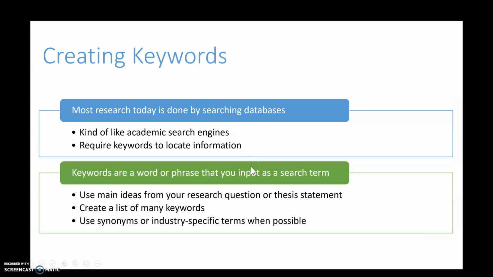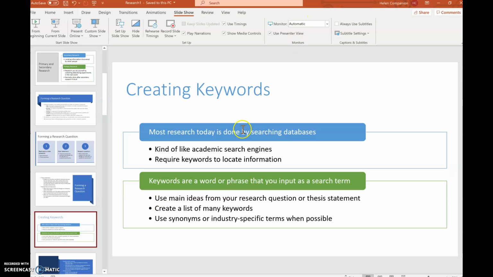So once you have a research question, the next step is going to be to create keywords, because most research today is done through searching databases rather than just sitting there with a pile of 50 books in the library. These require keywords to locate information, and they're kind of like academic search engines. Let me see if I can pull one up real quick.